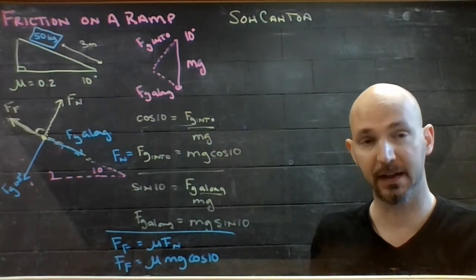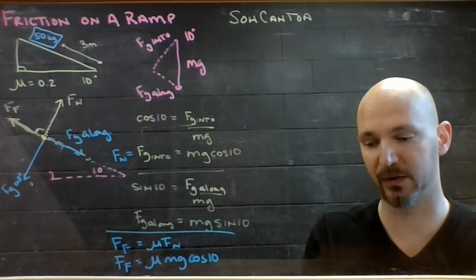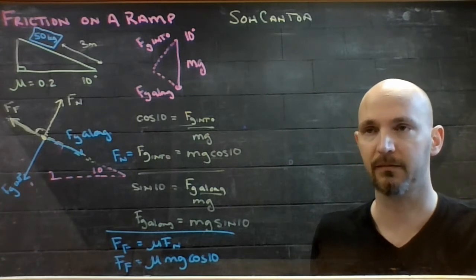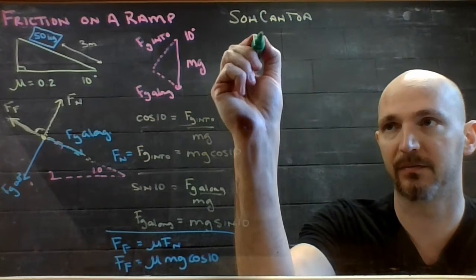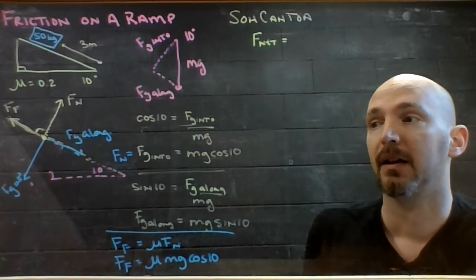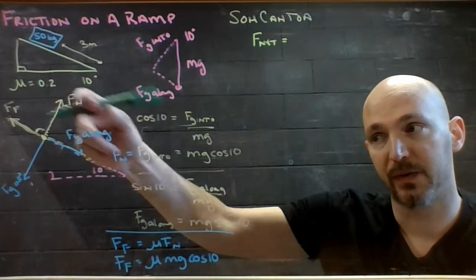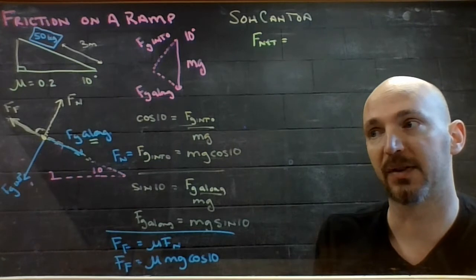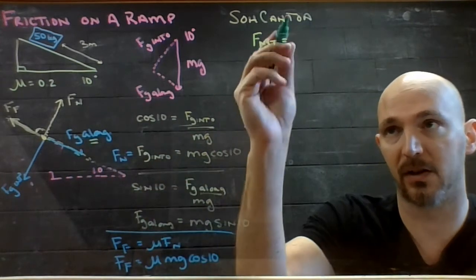Okay, I think I have everything I need in order to answer the question about whether this is stuck or not. My net force, so I'm going to take all the forces and add them together. If this thing is going to move, it's going to slide down the ramp. That means that this is the driver. So I'm going to start with my force of gravity along the ramp.